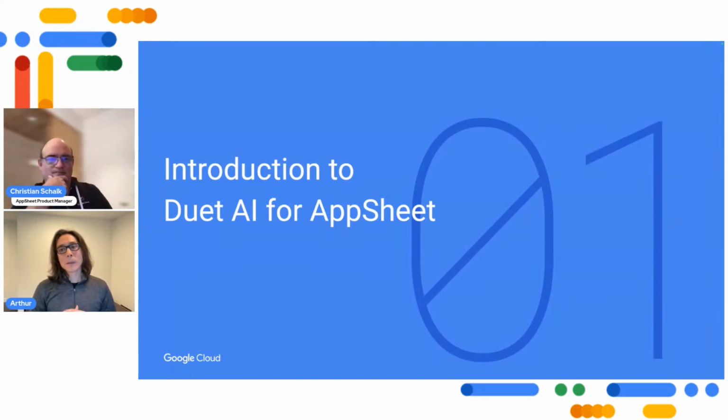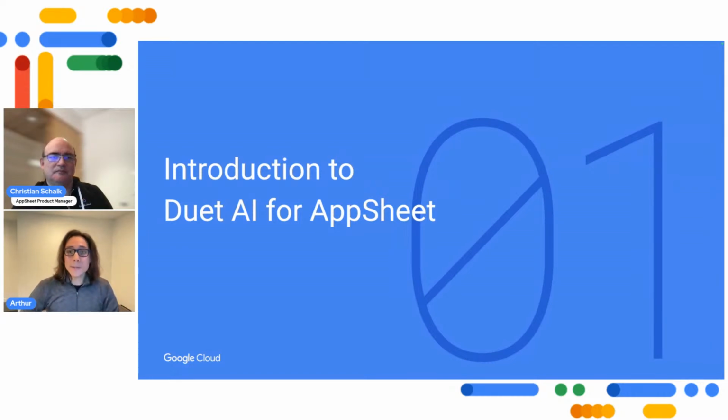So many of you signed up and shared different use cases, and I think have different expectations about what Duet AI for AppSheet is and can do. So just in general, I want to level set a little bit. What is Duet AI?